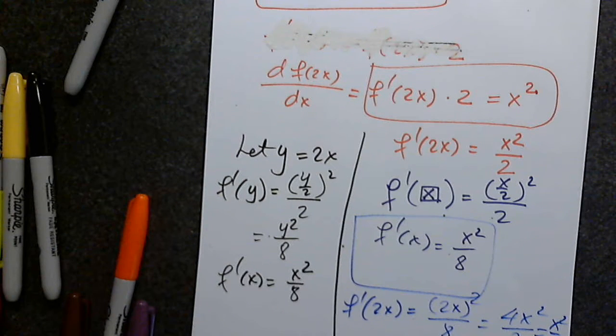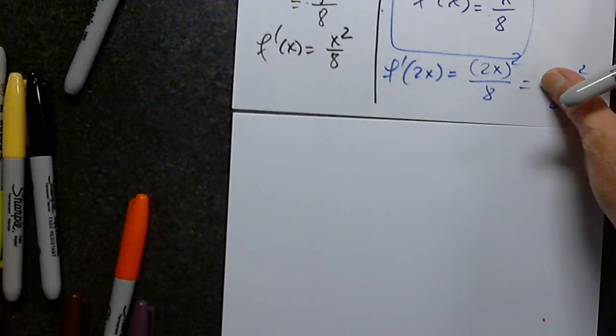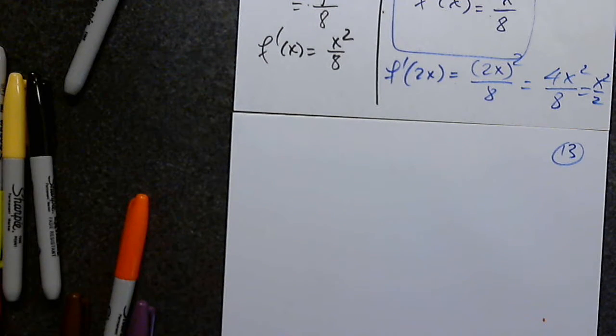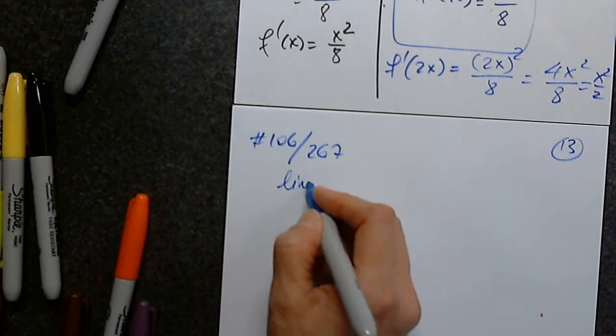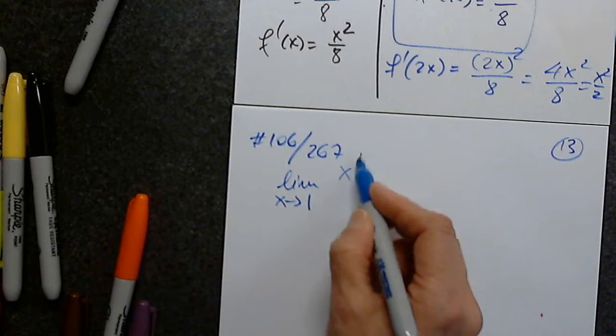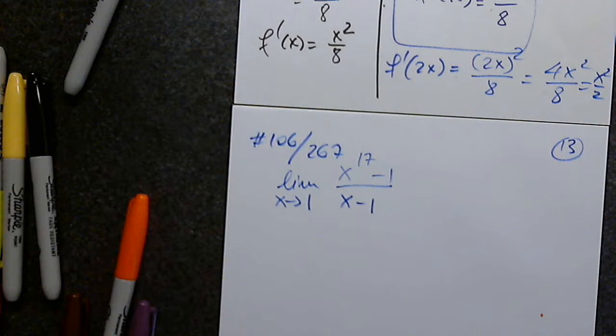Okay, I know we have 3 minutes. Let me find something quick. Yeah, so for example, express the limit as a derivative and evaluate. Last problem. We had something like this on the checklist. So this is problem 106 on page 267, and we have the limit as x approaches 1 of x to the 17th power minus 1 over x minus 1. So it says express this limit as a derivative and then evaluate the derivative.